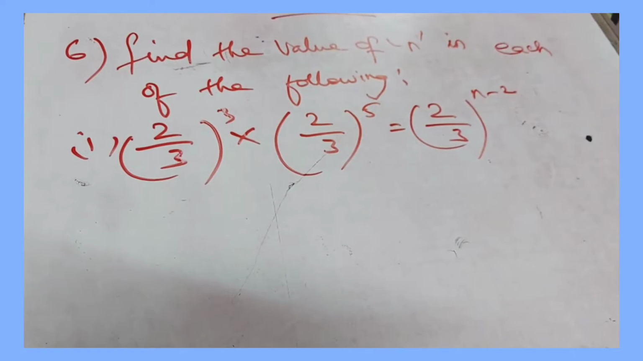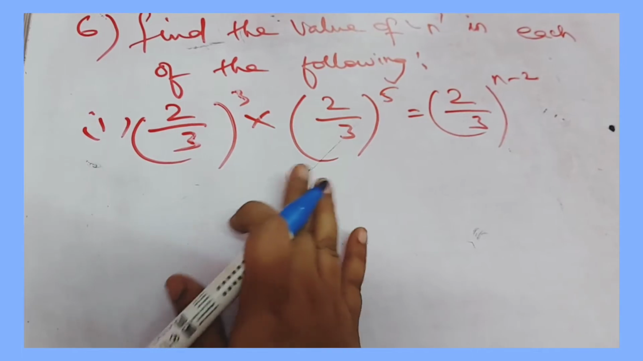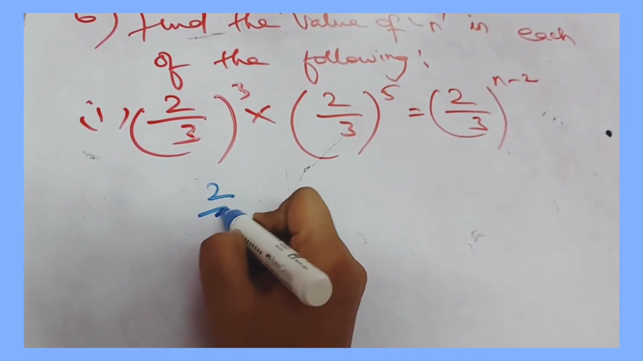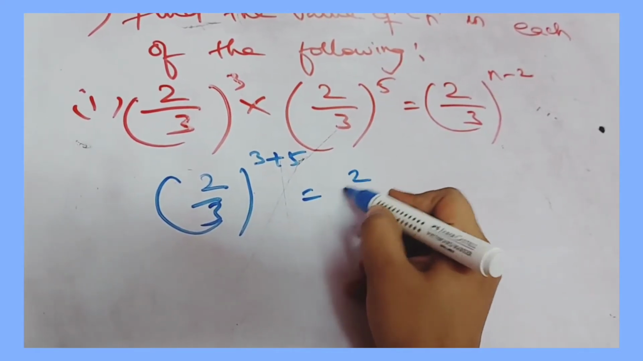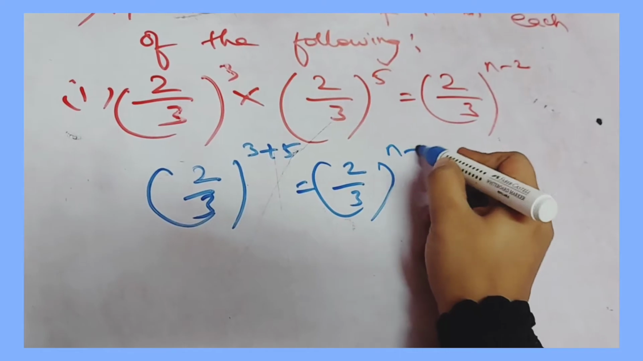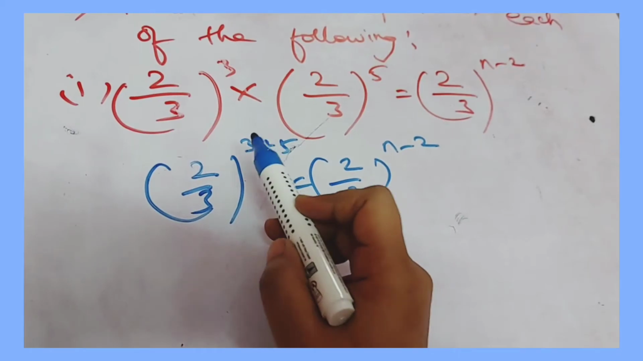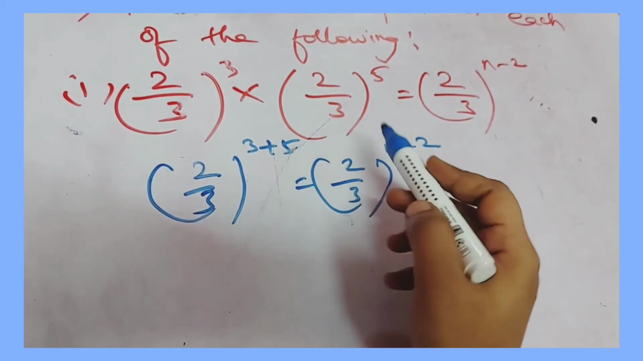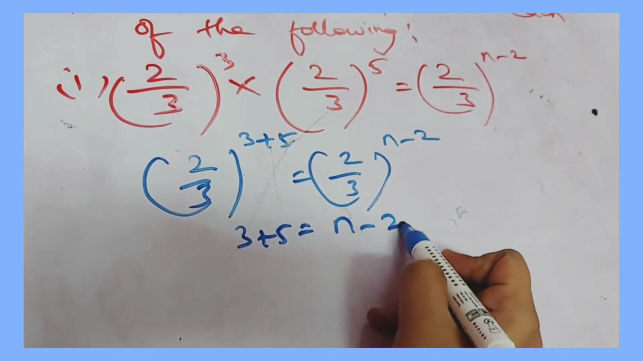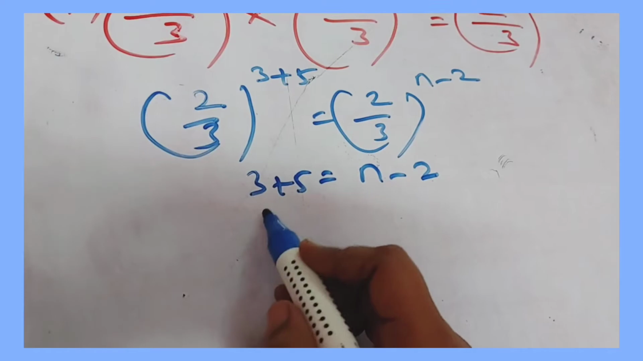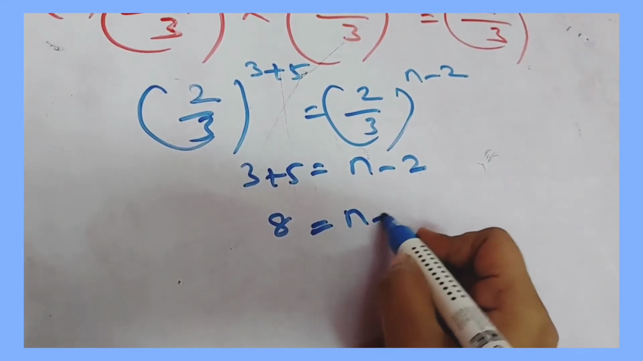Now the sixth one is: find the value of n in each of the following. You have to find out the value of n. So again here, if the bases are the same, the exponents should be equated. 2 by 3 to the power of 3 plus 5 is equal to 2 by 3 to the power of n minus 2. So you have to take these exponents: here 3 plus 5 is there, here n minus 2 is there. 3 plus 5 is equal to n minus 2. So what is 3 plus 5? 8. 8 is equal to n minus 2.